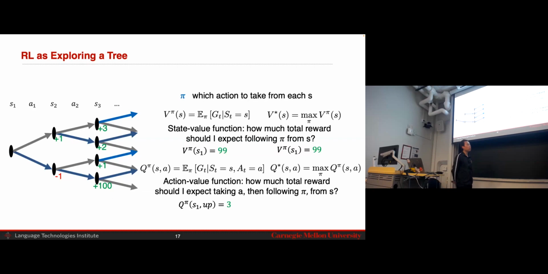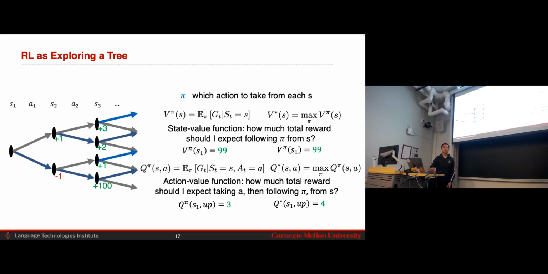And likewise, we also care about the optimal action value function. Assuming I take the best policy, what is the value of those states and actions? In this case, from up, you're not taking the best policy, because once you get +1, you should go up and take the +3, right? So if you max over all policies and you find the best one, the value of the action up from state S1 should be 4.